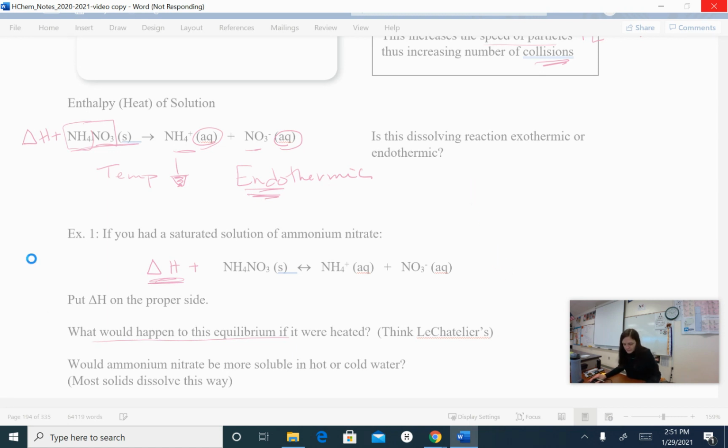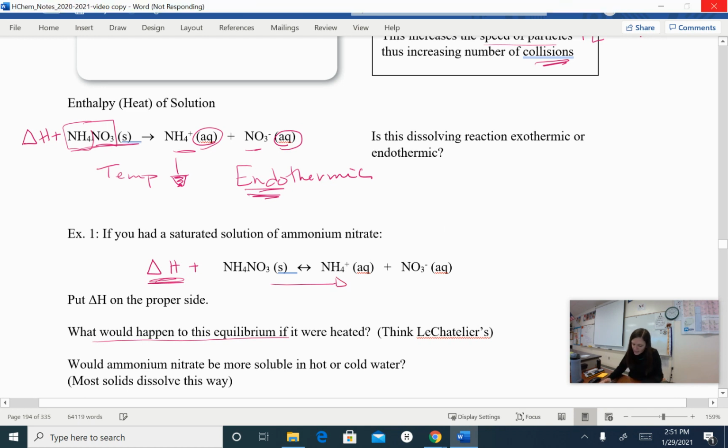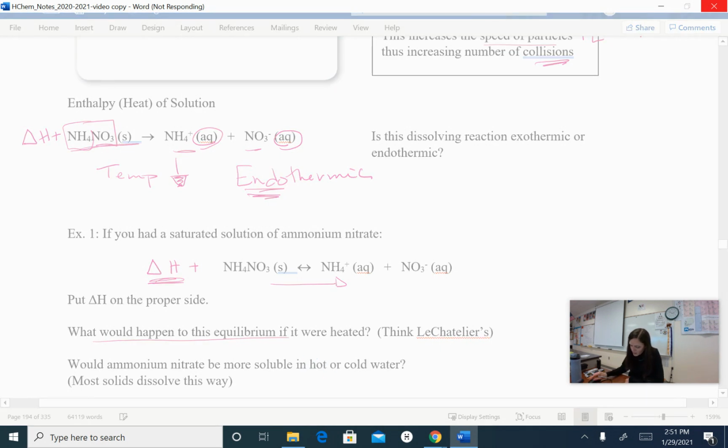All right. And this is going to shift to the right, and it's going to be more soluble in hot water.